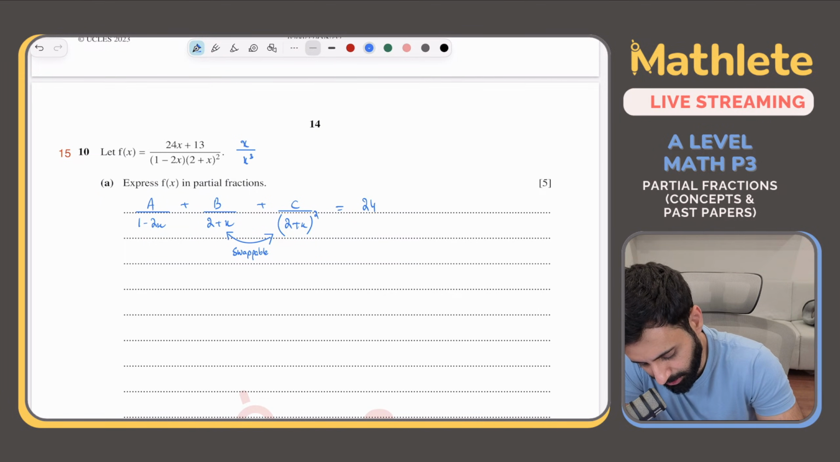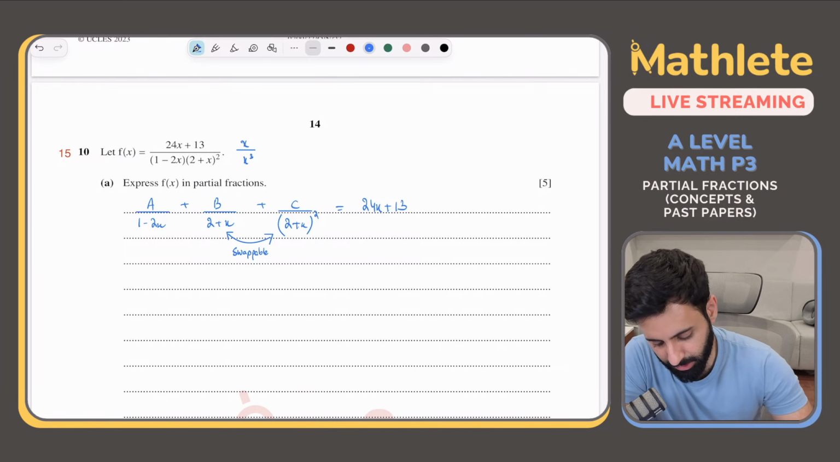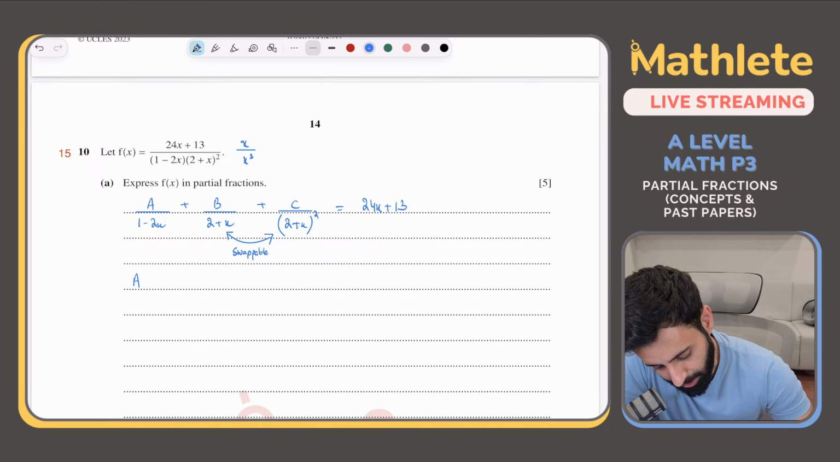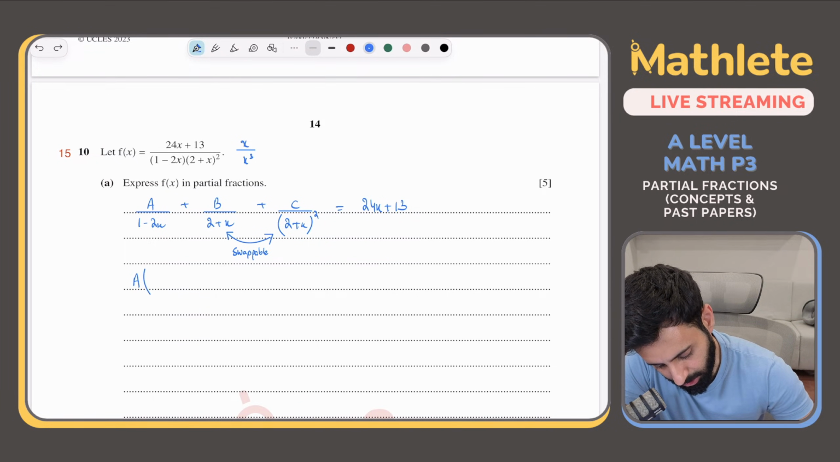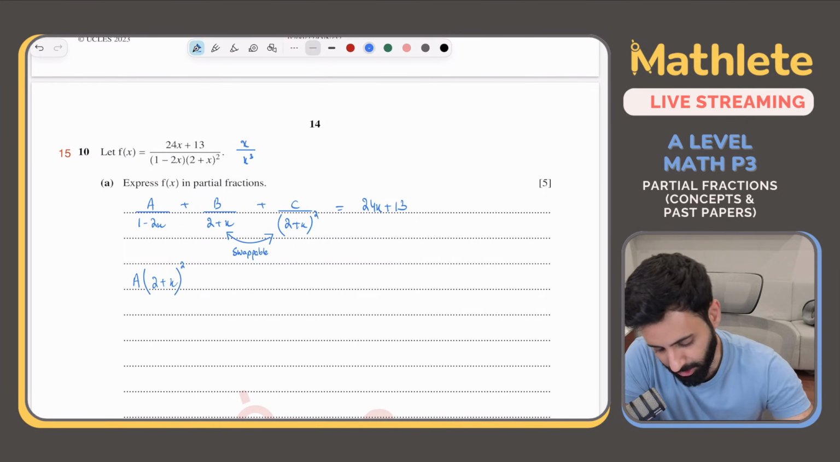Equals to, what is this equal to? This is equal to 24x plus 13. Okay, now what will we multiply a with? We'll multiply a with 2 plus x, the whole thing square, because we're comparing it with the LCM, right? So we have to multiply a with 2 plus x, the whole thing square.